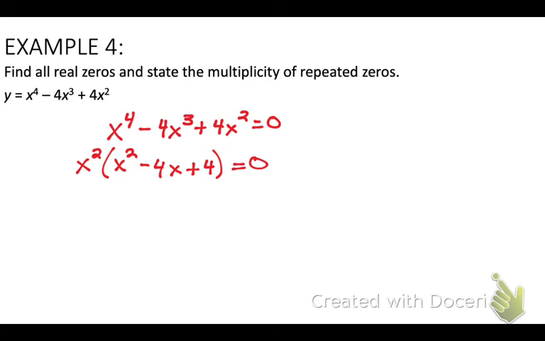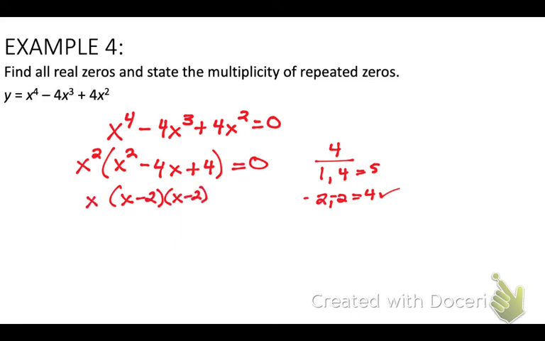Is that factorable? Are there any factors of positive 4 to get to negative 4? My only factors of 4 are 1 and 4. That adds up to 5. Or 2 and 2. That adds up to 4. So that works. But to make it negative 4, I'm going to make both of them negative. So this factors to x minus 2, x minus 2, x squared, which is just x squared times x minus 2 squared.